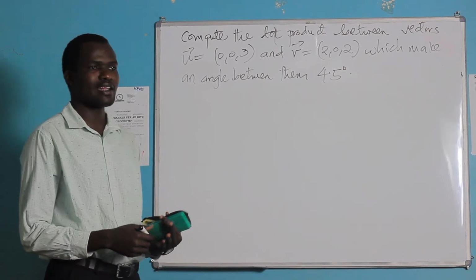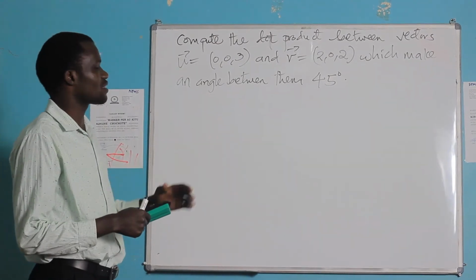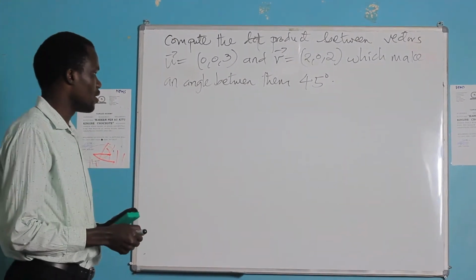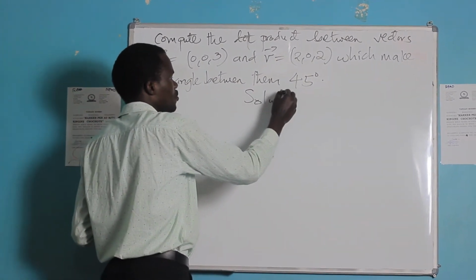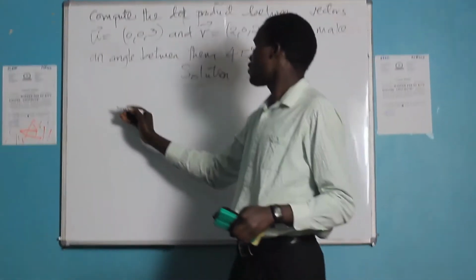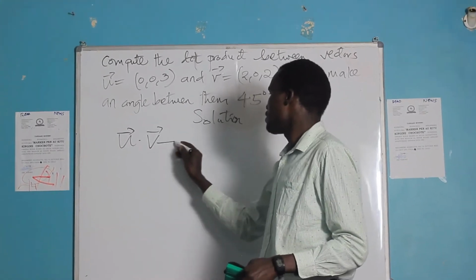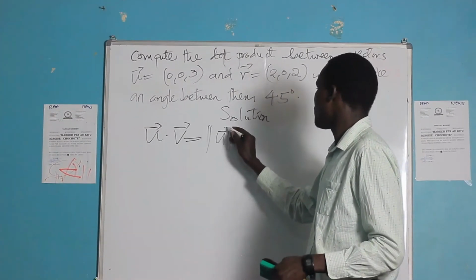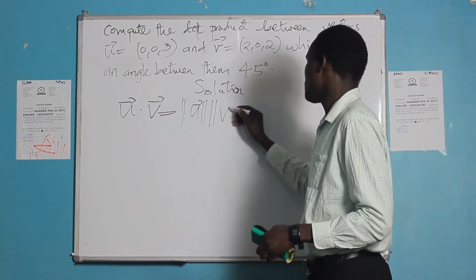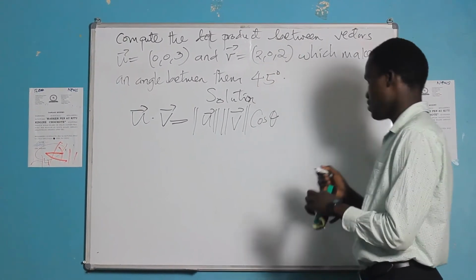Okay, dear students, let's see an example. We are asked to find the dot product between two vectors u and v, which make an angle of 45 degrees between them. Solution. So, from the definition of the dot product, vector u dot vector v is equal to the norm of vector u times the norm of vector v times cosine of theta.